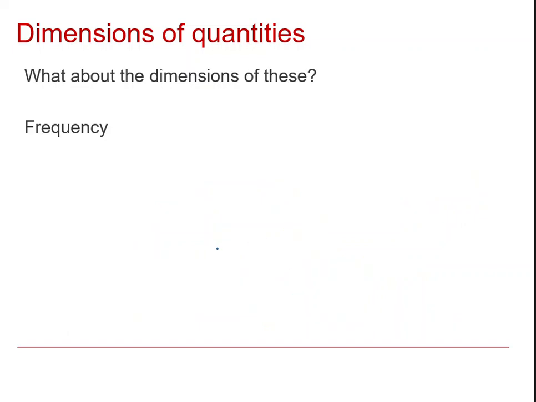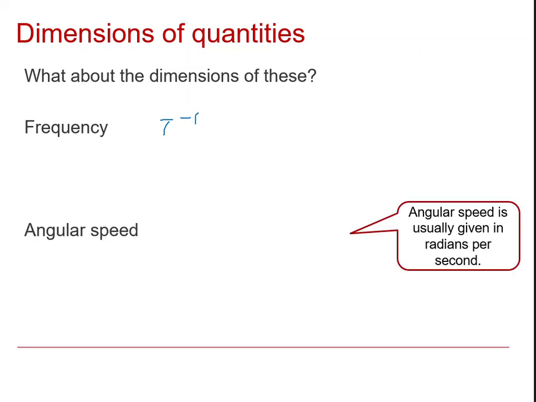If you talk about frequency, it's some event, the number of times it occurs in a particular time. So you're dividing the number of occurrences by time. So that's going to end up, since the number of occurrences is not involving mass, length, or time, as just T to the minus 1. Similarly, angular speed would be the change in angle over a time, but we've just agreed that an angle has no dimensions, so that too will be T to the minus 1.